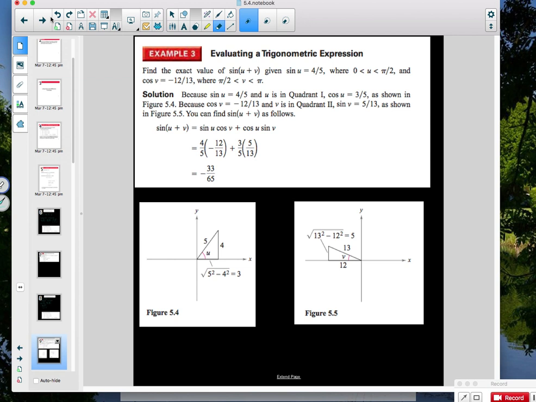So a little harder situation now. Not a lot, it's similar to what we have been doing. So find the exact value of sine of u plus v, given that sine of u is 4/5, where u is in the first quadrant, and cosine of v is negative 12/13, where v is between pi halves and pi, so we are in quadrant 2.